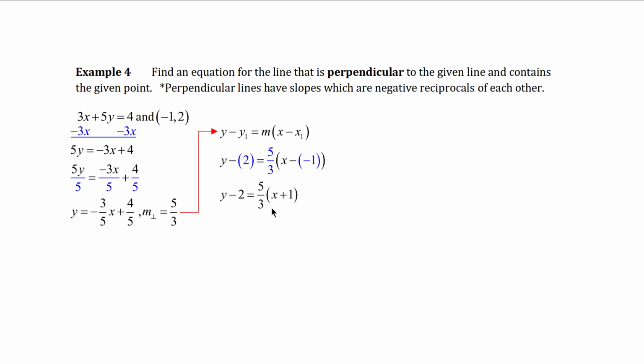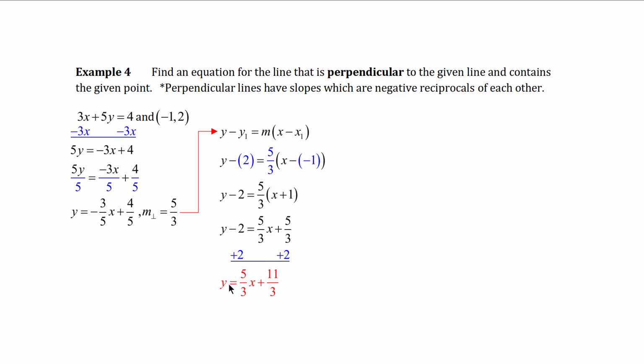From here, we could distribute the 5/3 inside the parentheses to the x and the plus 1. We get 5 over 3x plus 5 over 3. On the left-hand side, we could just bring down the y minus 2. So the result is y minus 2 equals 5 over 3x plus 5 over 3. Next, we need to get rid of the minus 2 by adding 2 to both sides of the equation. Simplifying the left-hand side, the minus 2 and the plus 2 cancel out, and we just get y.